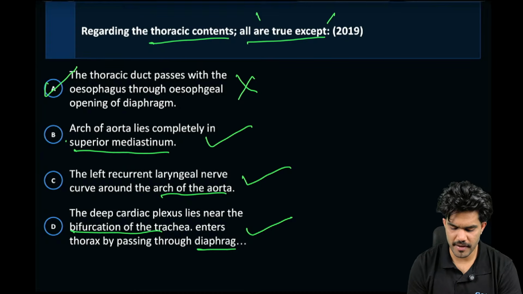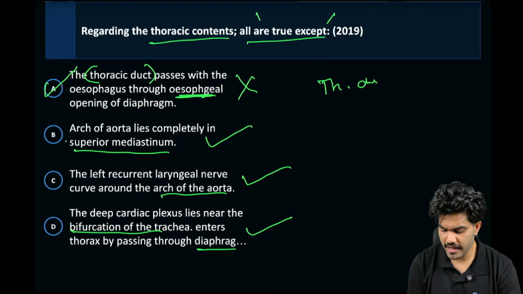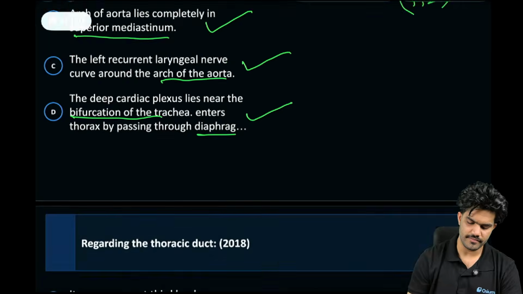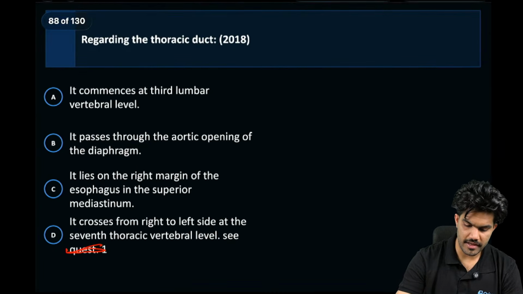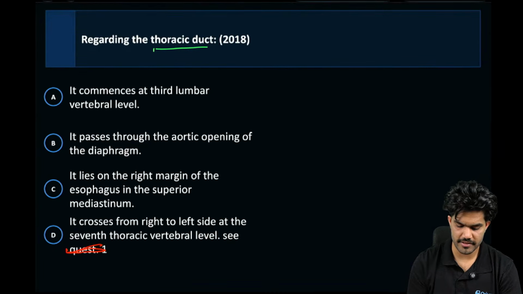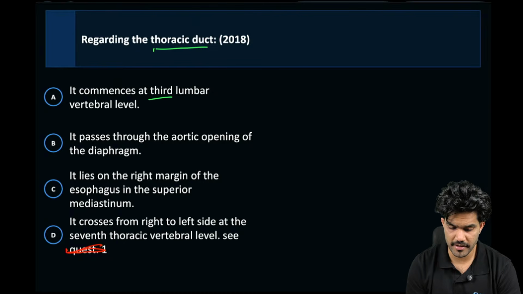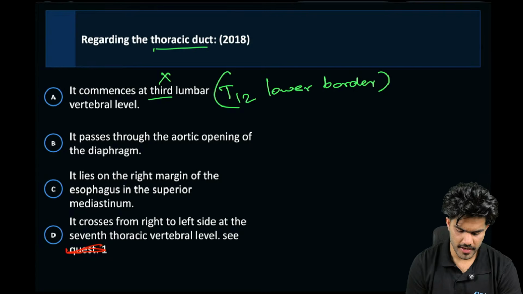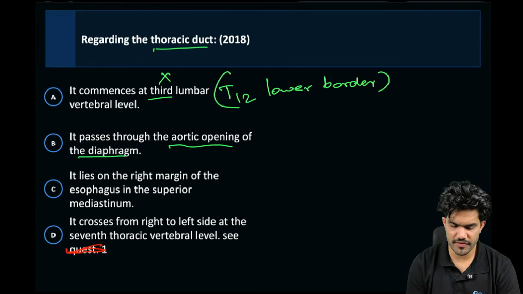The thoracic duct passes with the esophagus through the esophageal opening. No, I have told you, the thoracic duct passes through the aortic opening at T12. Now, regarding the thoracic duct, it commences at the 3rd lumbar vertebra. No, at the lower border of T12. Okay. It passes through the aortic opening of the diaphragm.